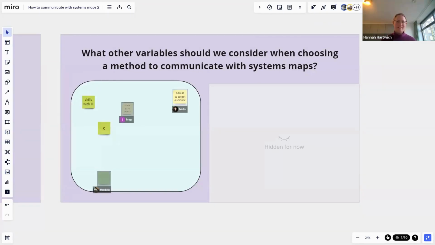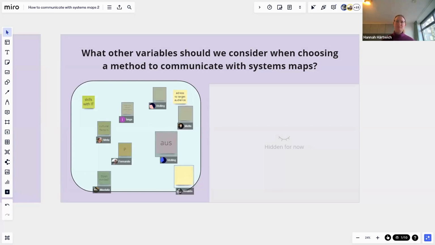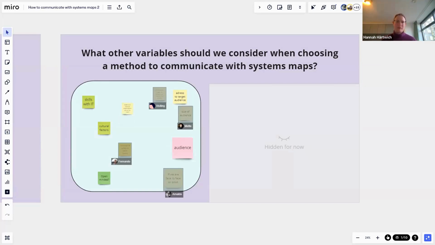And I saw someone in the chat asking, how can we use systems maps outside of a workshop? So in general, I work a lot with Miro boards. They are very nice because you can use them synchronously during a session, also during online sessions. But you can also have people look at them and work on them during their own time.